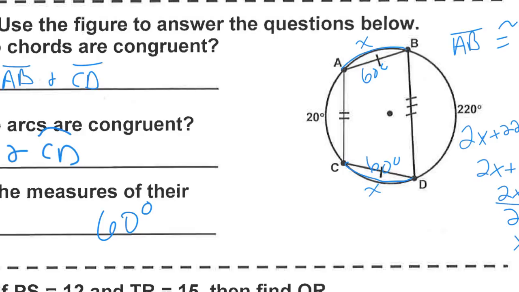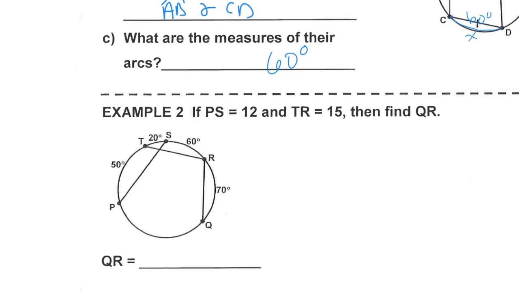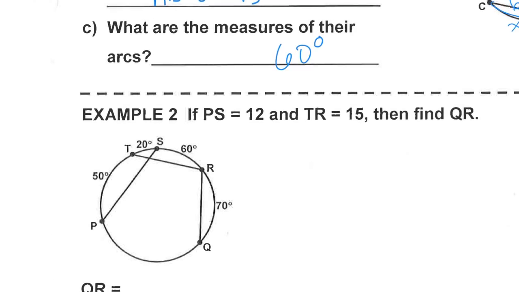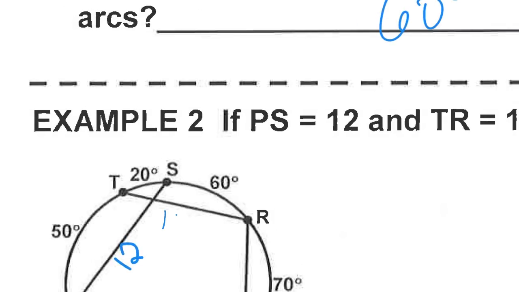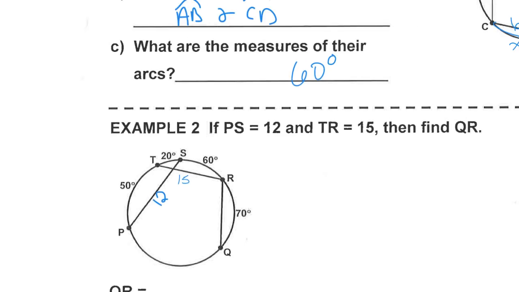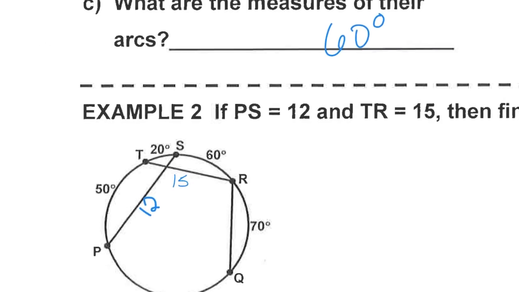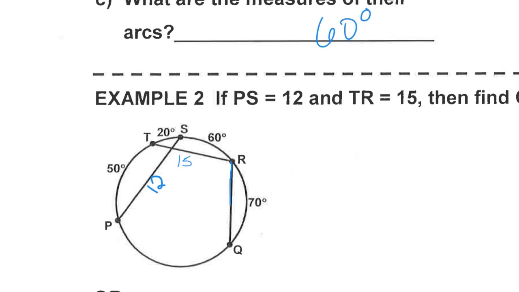Now the next one I think is a little bit tricky, so stay with me here. It says, if from P to S, now these are the lines, they're not talking about the arcs, they're saying the length of PS is 12, and the length from T to R is 15, then find QR. So it wants us to find this length. So we might need to look at some stuff. This one, RQ, has an arc length of 70 degrees. If we had another arc of 70 degrees, that chord would be the same length as RQ.